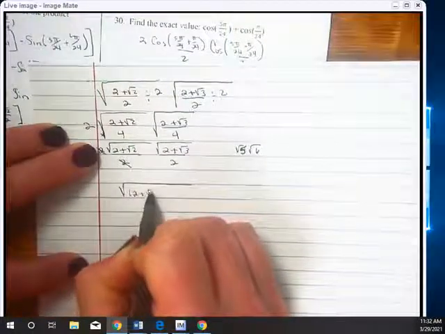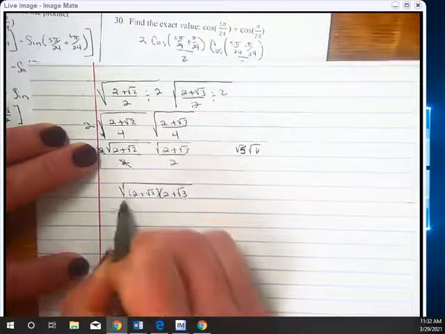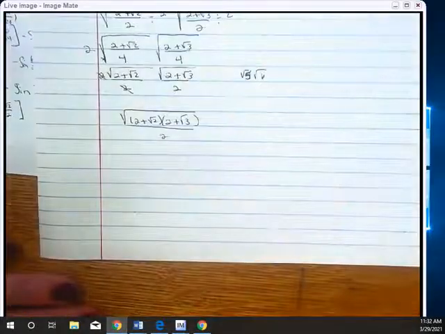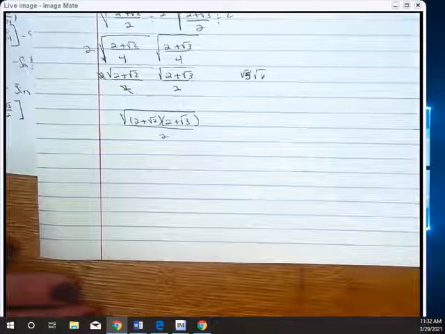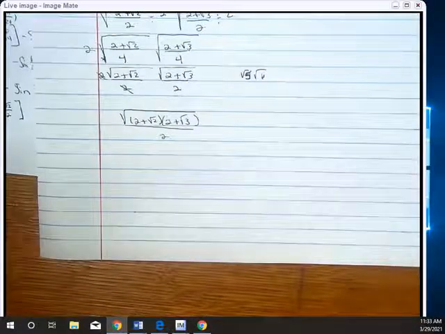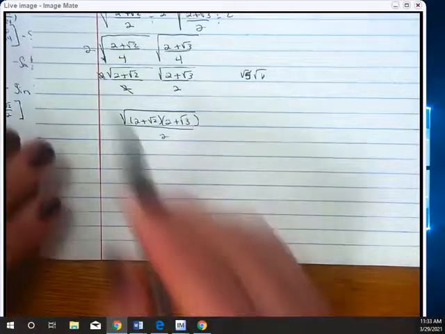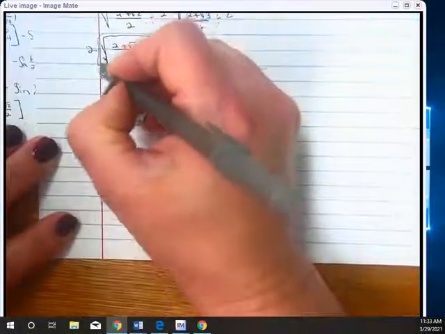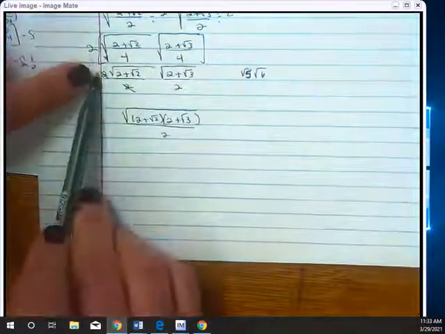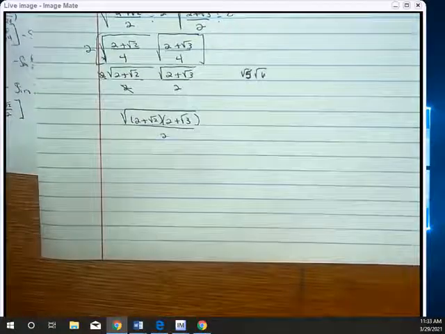2 plus the square root of 2, 2 plus the square root of 3, all over 2. I hope the bottom 2 got canceled out. The first one did. The second one did not. This was 2 times this product. This 2 divided this first one out. That leaves the second one there.